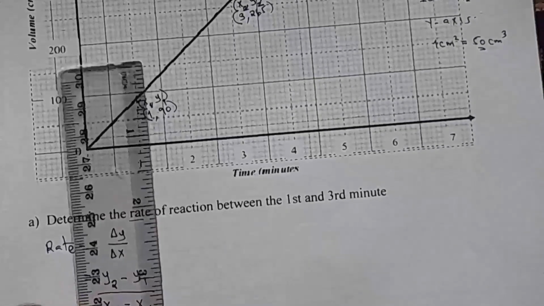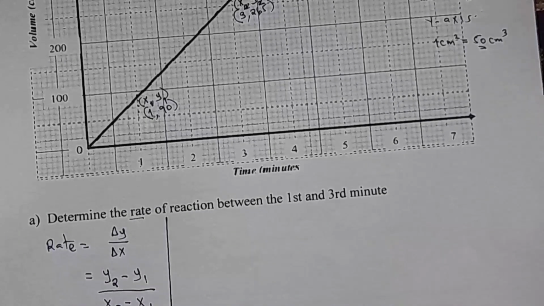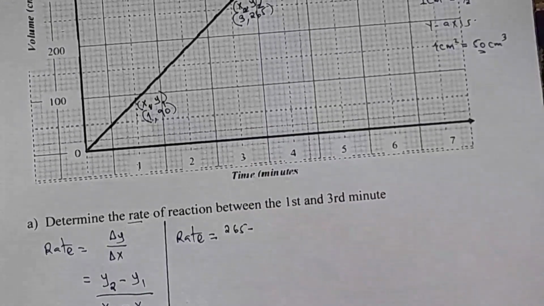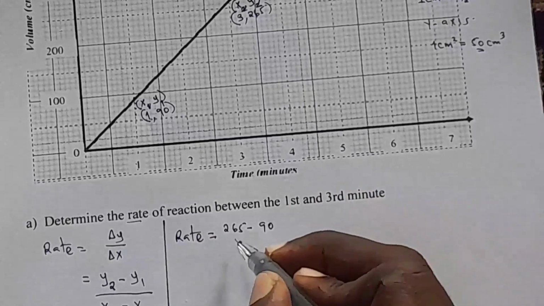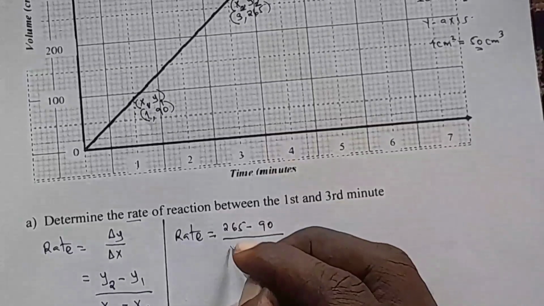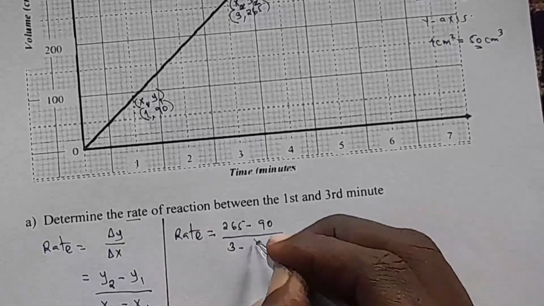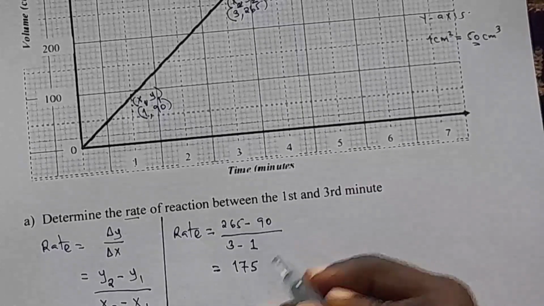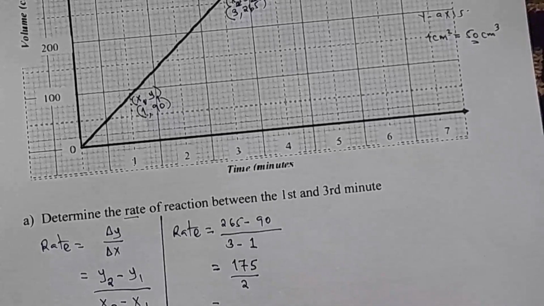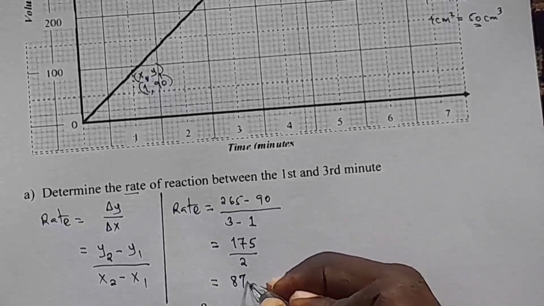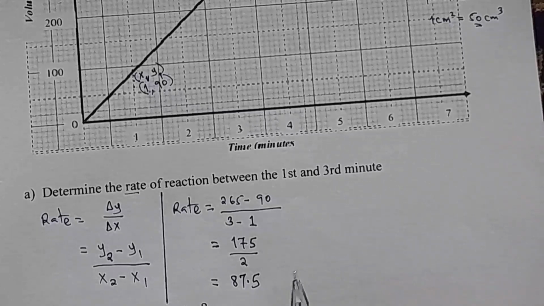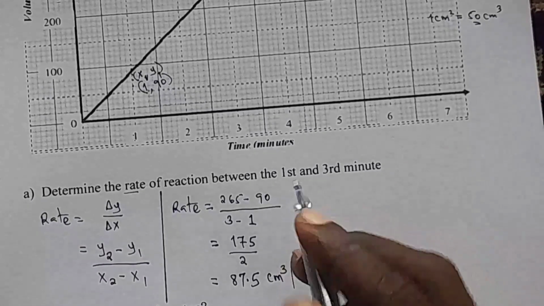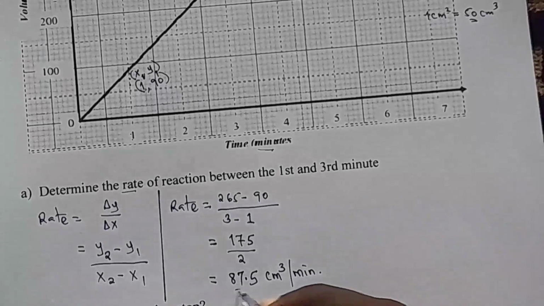To substitute, we are going to have our rate equal to y2, which here will be 265, minus our y1, which is here 90 centimeter cube, divided by what's our x2? X2 is 3 minutes minus what about x1? X1 is here, it's 1 minute. So this will be equal to 175 on the change of y divided by 2 on the side of the change of x. Here we are going to get 87.5. So what will be the unit for this rate? So it will be centimeter cube per minute, because the volume here was in centimeter cube, and the time was measured in minutes. This will be our answer.